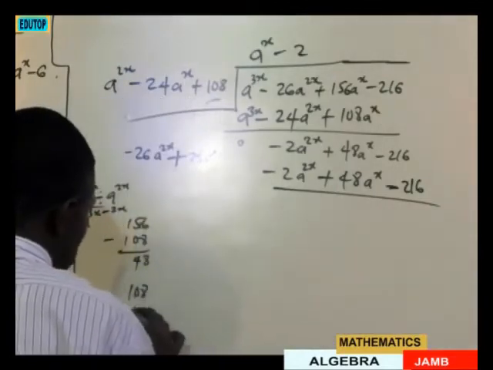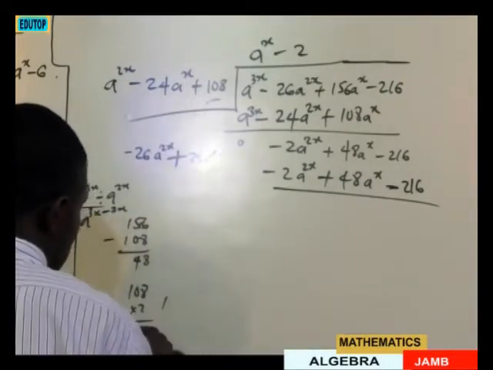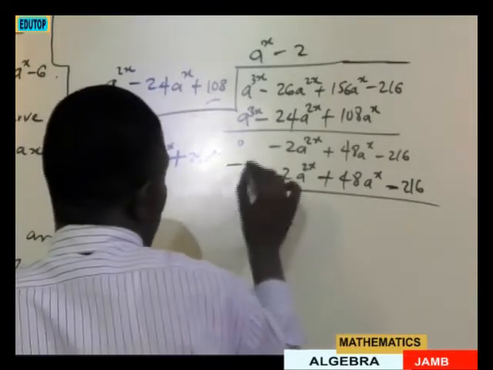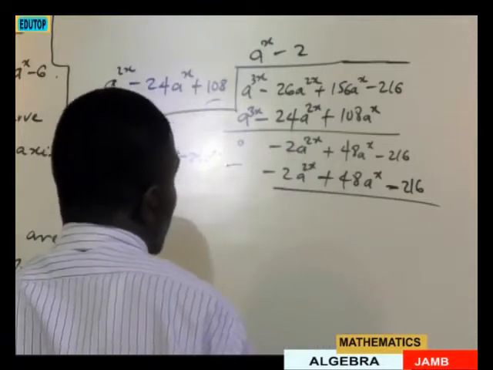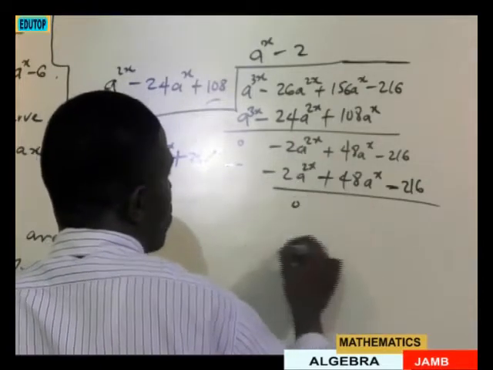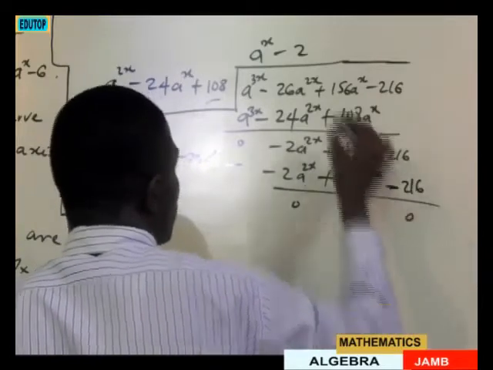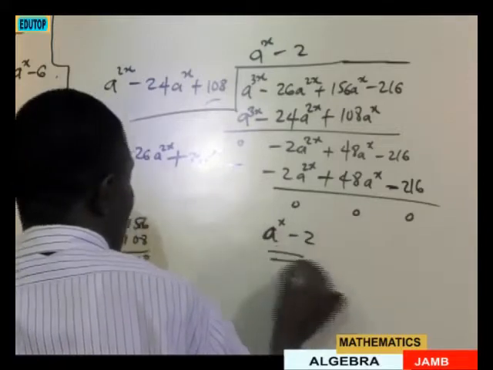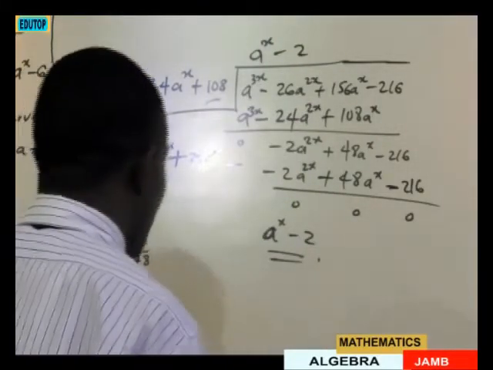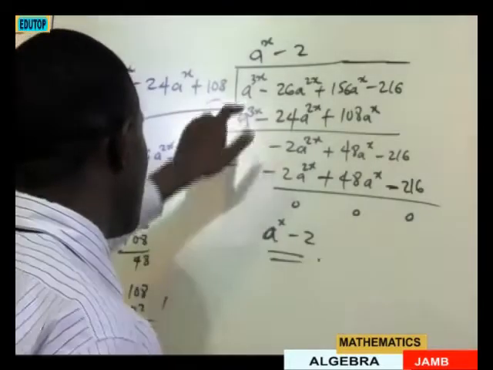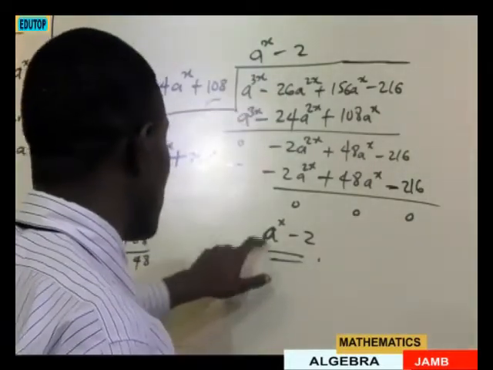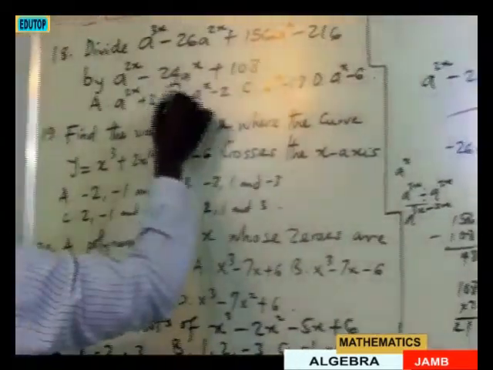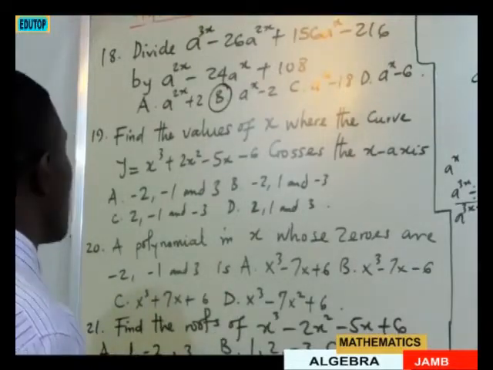Minus 216, because 2 times this will definitely be 216. Then subtract this minus this, then you have 0. This minus this, 0. This minus this, 0. So automatically we have a raised to power x minus 2 as our quotient. So automatically the answer will be, when you divide this by this, you are going to get a raised to power x minus 2. So let's go to our options and see the one that correlates with that. It will definitely be option B, which is our answer.